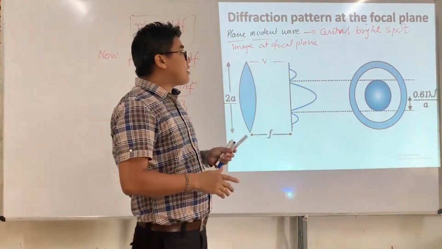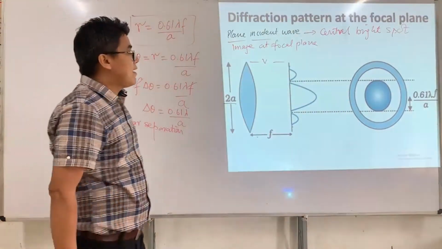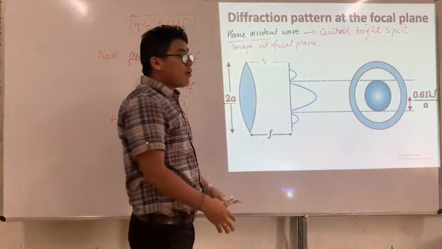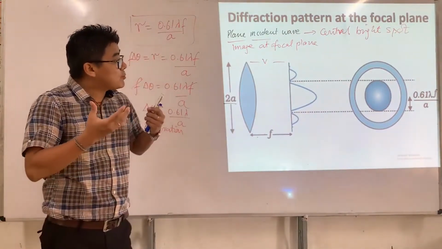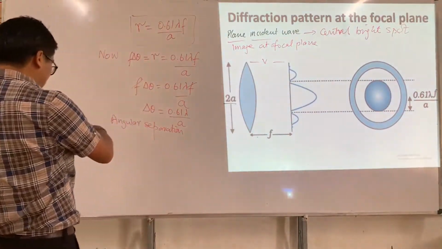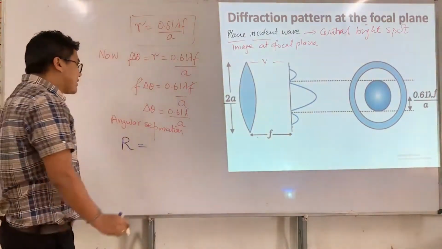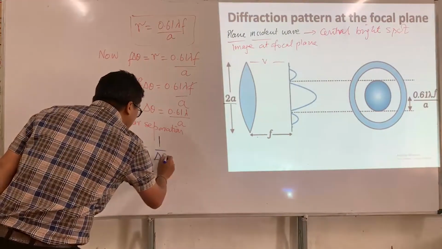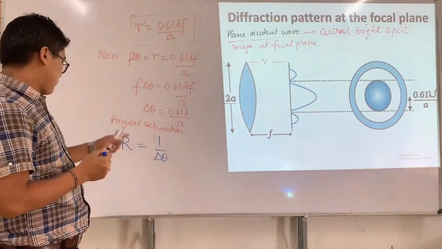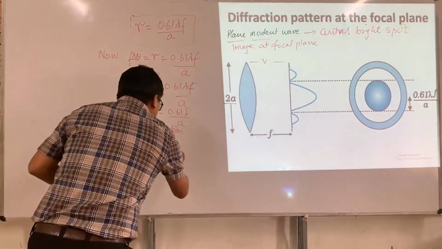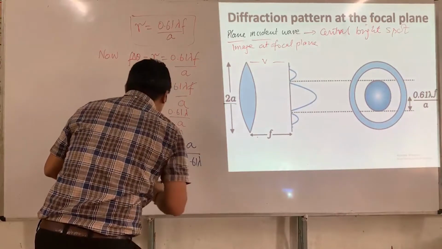And as I told you, if this bright spot is bigger, then the resolving power is less. If this bright spot is smaller, then the angular separation would be smaller, and the resolving power is going to be greater. So we define resolving power as the reciprocal of angular separation, which is a divided by 0.61 lambda.